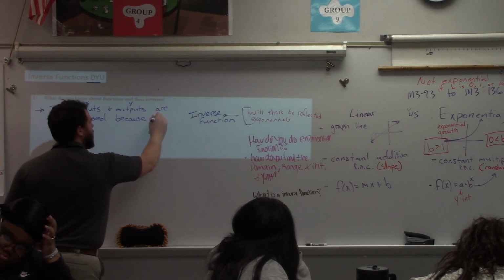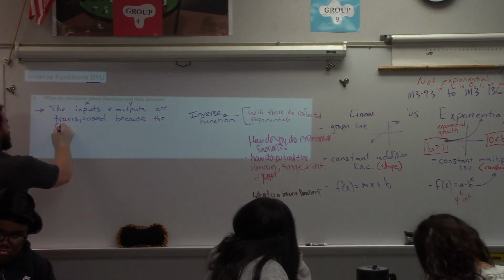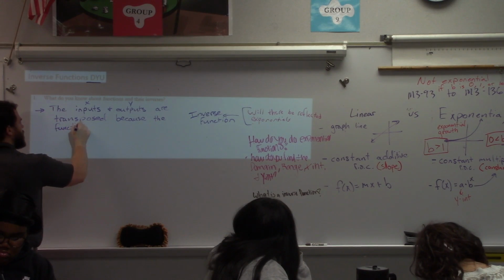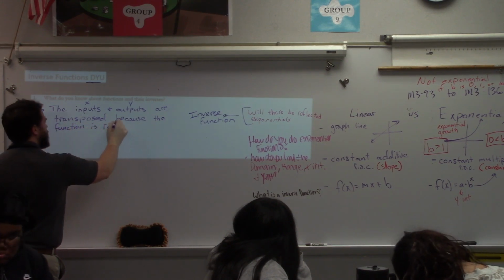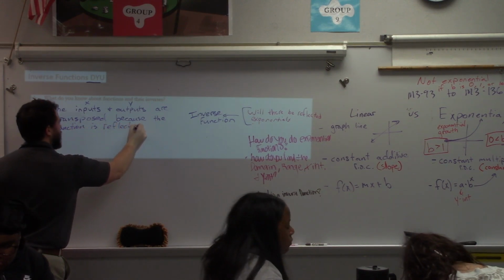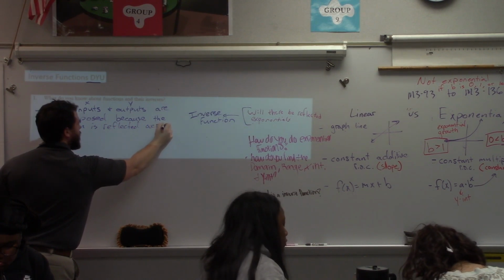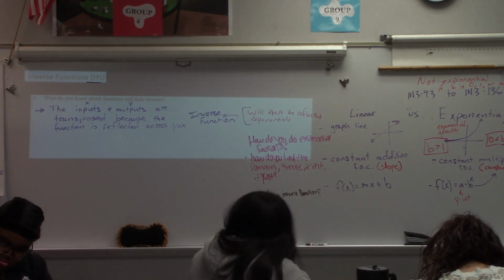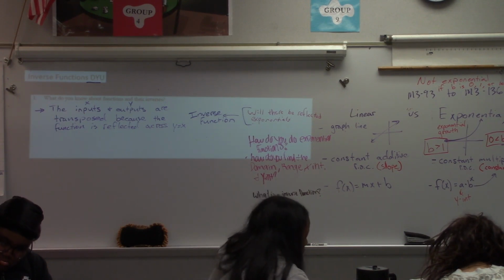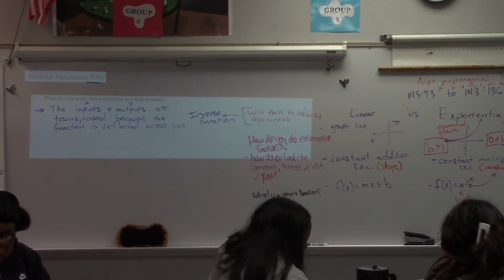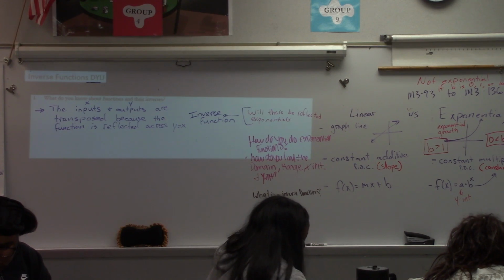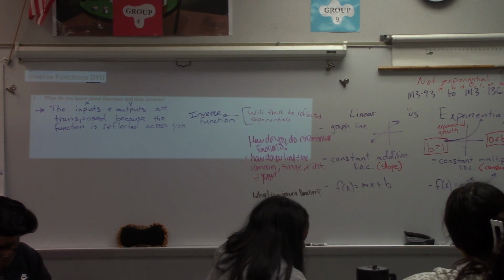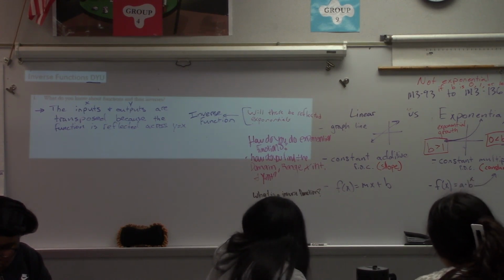Because the function is reflected across, what again? Y equals x. We got to know that, right? That is the foundation to an inverse function. If a function is reflected across the line y equals x, that's going to cause those inputs and outputs to transpose, and that's going to give me my inverse function.